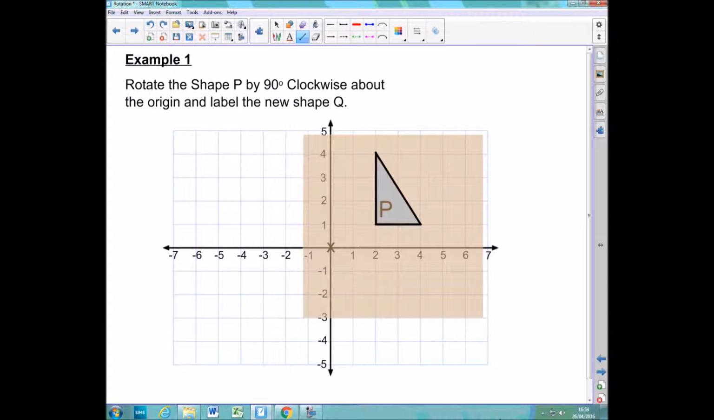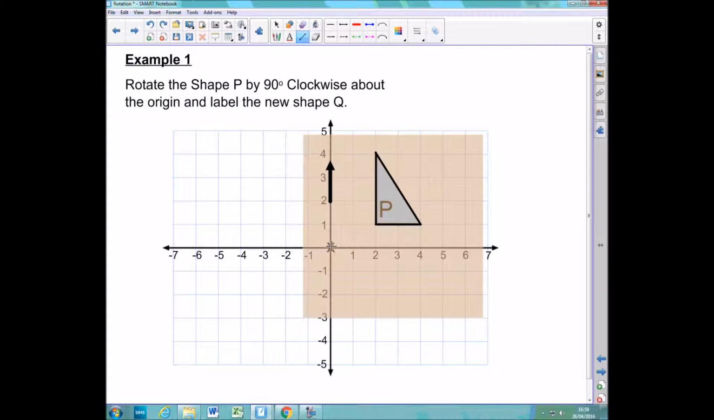Now next I'm going to draw an arrow pointing upwards here. This is going to help me to know when I have turned my shape 90 degrees. So now I'm pretty much ready to perform my transformation.